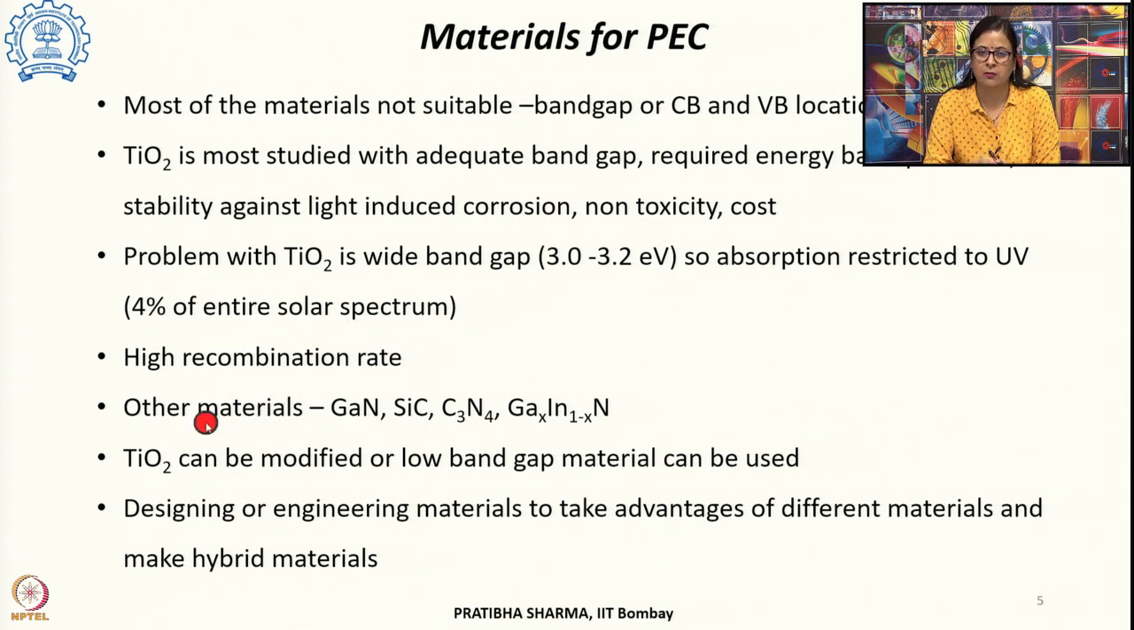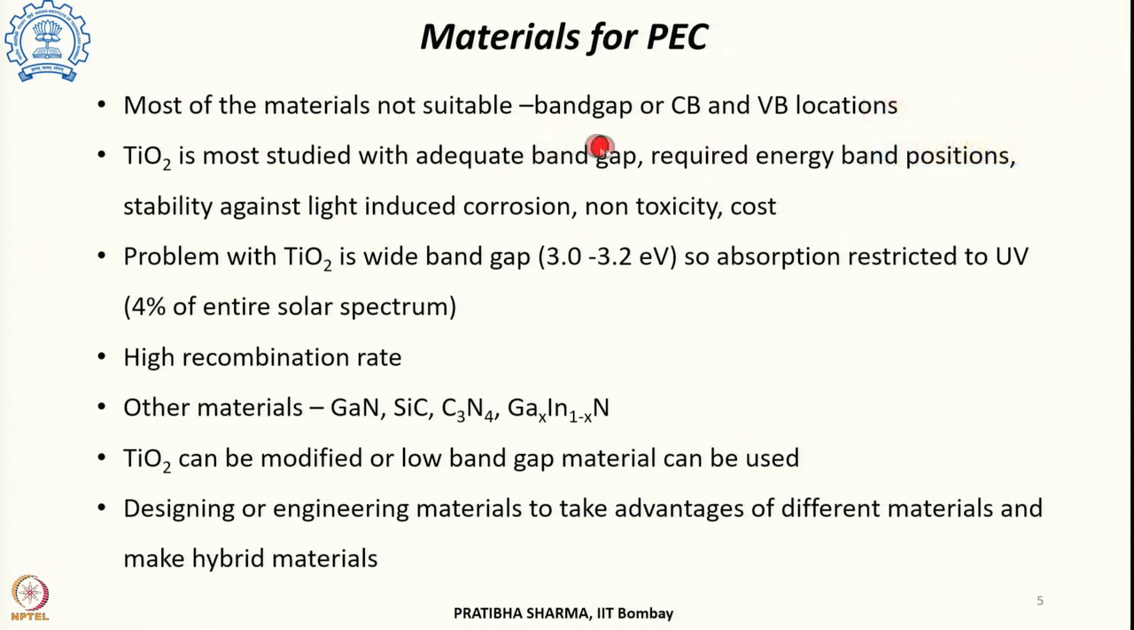Now, there are other possible materials which satisfy the two required conditions of band gap and the locations of the conduction and valence band, and the materials which can be used are gallium nitride, silicon carbide, C3N4, gallium indium nitride. So, these materials can also be used for photoelectrochemical reactions.